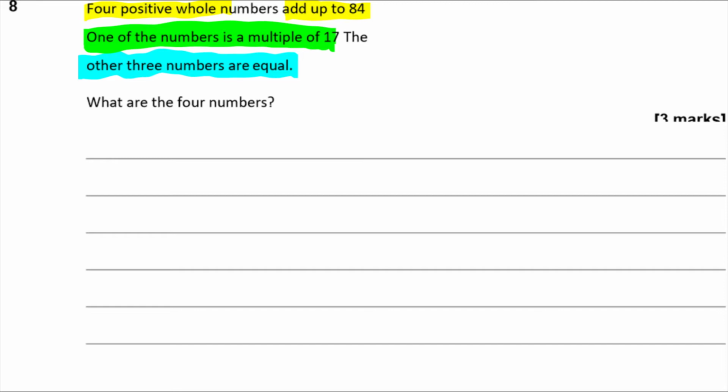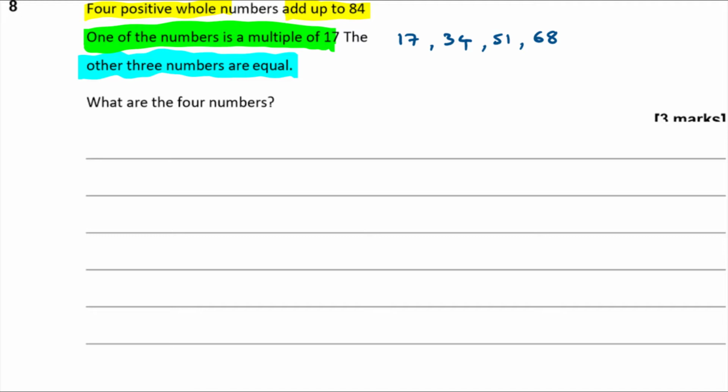Okay, now I think the easiest one to start with is probably the green one. One of the numbers is a multiple of 17. So what does that mean? What's the possible answers then? Well, the multiples of 17 are 17, 34, 51, 68. And then it's going to be 85, which is too big. Okay, so these are the 4 possible multiples of 17. So one of the numbers could be a 17 or a 34 or a 51 or a 68.